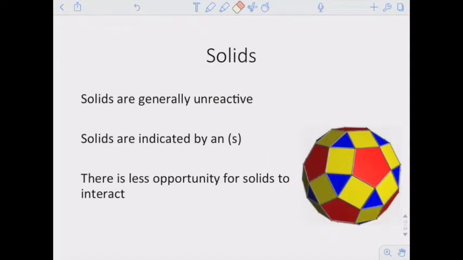So when we're looking at solids, solids are generally unreactive. Solids are indicated by the symbol S in parentheses, and the reason why they're unreactive is there's less opportunity for solids to interact, because the only atoms that are available to interact, if we're taking this solid here, are the atoms on the outside. So it's not able to bump into other atoms, so therefore it can't react.